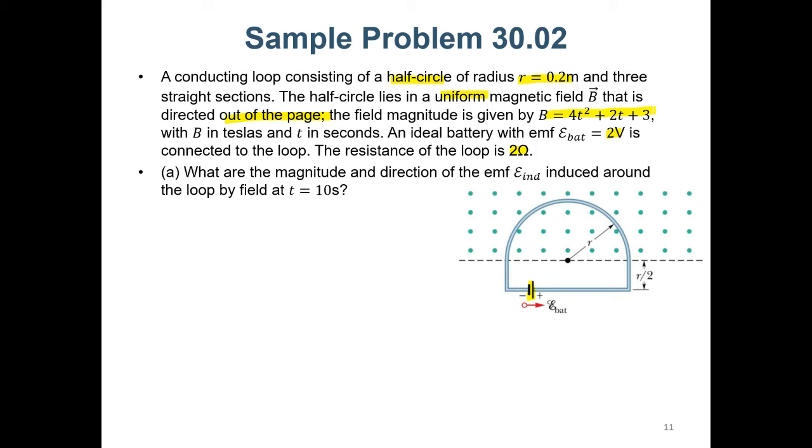There will be one ampere current if there is no magnetic field, but here we have a magnetic field, so the current is not always 1 ampere. What are the magnitude and direction of the EMF induced around the loop by the field at t equals 10 seconds?